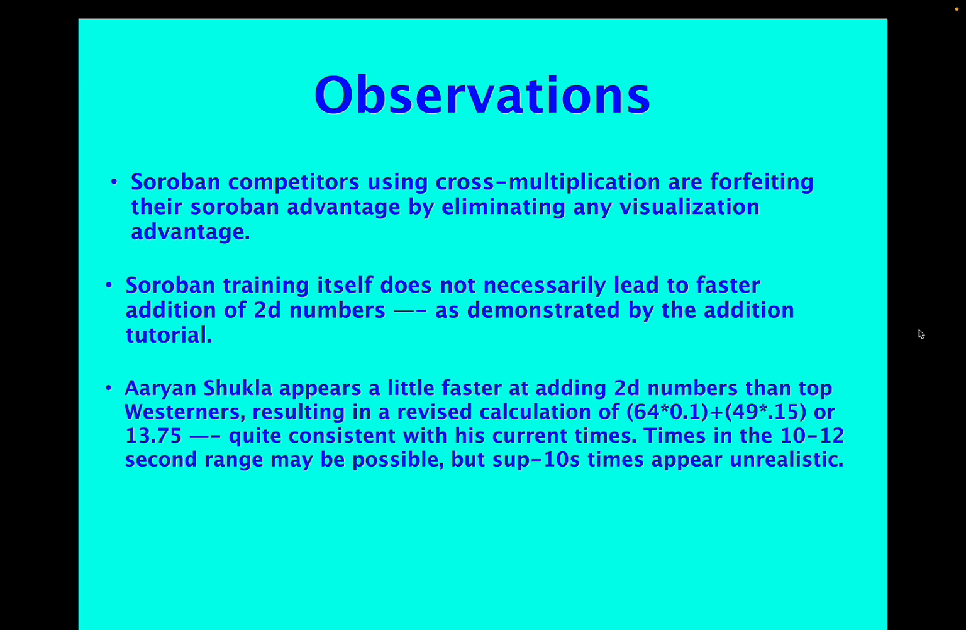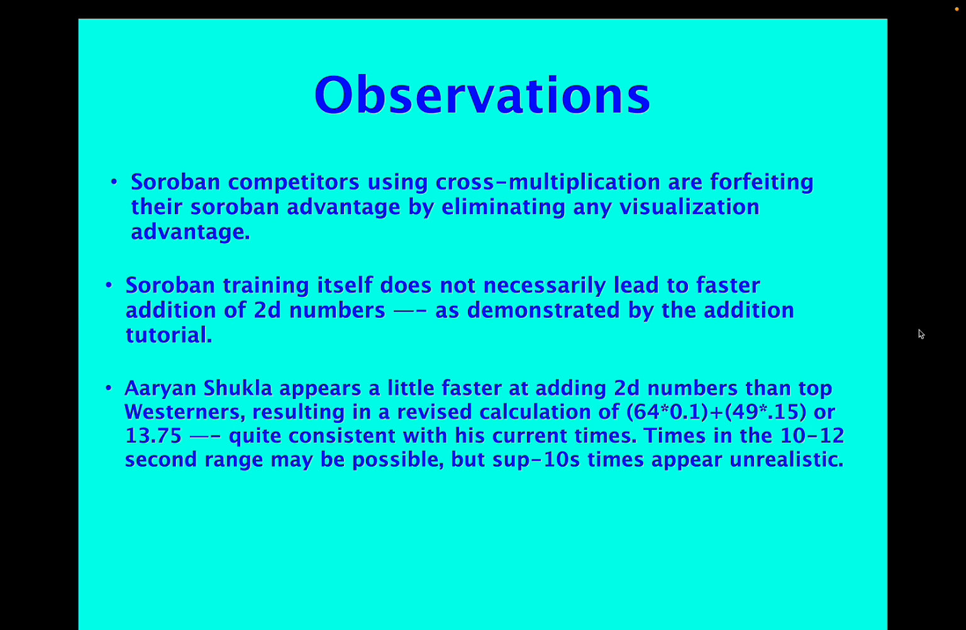So Aryan is likely a little bit faster adding two-digit numbers than myself. If we're going to use this model to estimate cross multiplication time for Aryan, I'm still using 0.1 for the 64 1 by 1 multiplications, but I'm going to take the addition time and decrease it from 0.2 to 0.15, which results in a 13.75 second estimate for an 8 by 8 multiplication, which again happens to be extremely consistent with his current practice times.